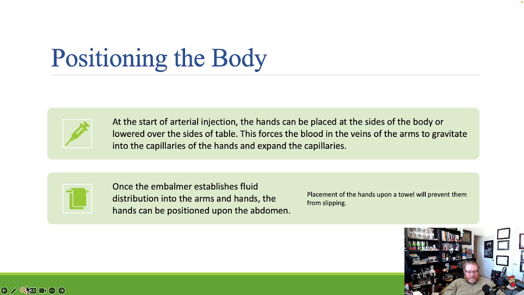At the start of arterial injection, the hands can be placed on the sides of the body or lowered over the sides of the table. This forces the blood in the veins of the arms to gravitate into the capillaries of the hands and expand the capillaries. Once the embalmer establishes fluid distribution into the arms and hands, the hands can be positioned upon the abdomen. Placement of the hands upon a towel will prevent them from slipping. So if you have something there that has any sort of texture, that will create just enough resistance that the hands won't move, with any luck.